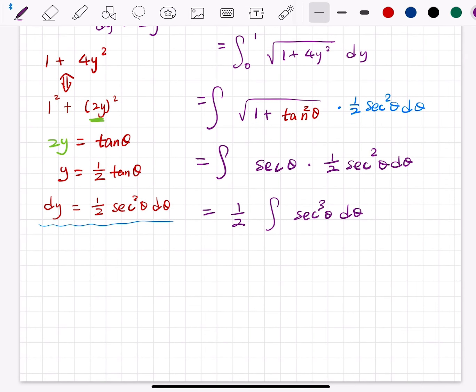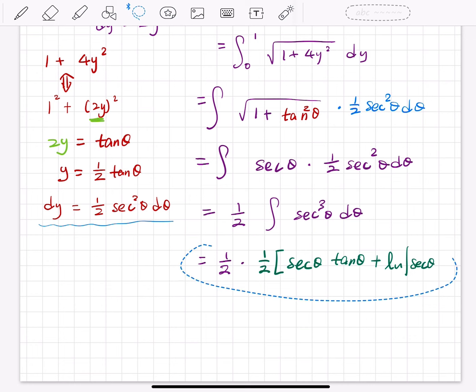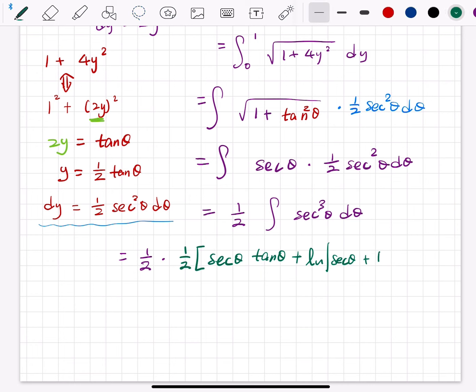Now we have to use integration by parts for the antiderivative of secant cubed theta d theta, which is going to be 1/2 multiplied by, I'll just directly write down the answer, another 1/2 of secant theta tangent theta plus ln of secant theta plus tangent theta, and then we still haven't done the integration yet.